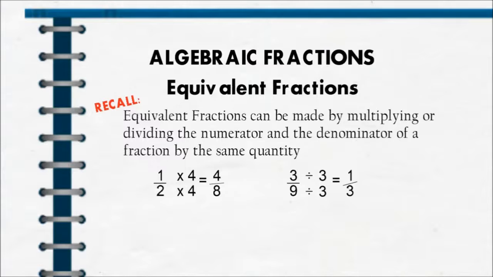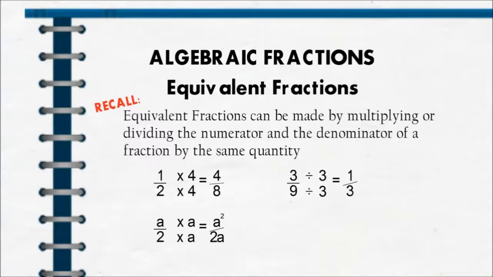Now the same can be applied to algebraic fractions. For example, we have a over 2 equal to a squared over 2a. Now if we choose to multiply the numerator and the denominator of a over 2 by a, it means we're going to have a multiplied by a, which will give us a squared, and 2 multiplied by a, which will give us 2a. Therefore we have a squared over 2a.